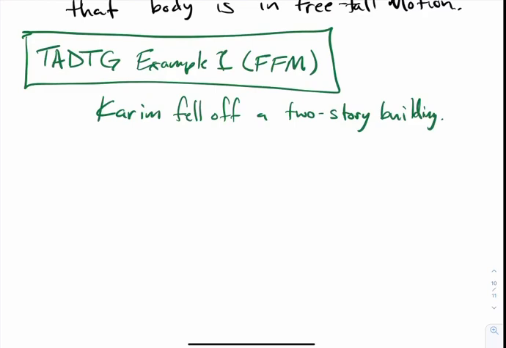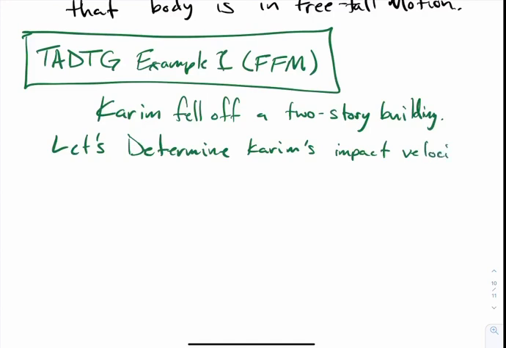This is a true story, and Kareem's okay. So anyway, let's determine Kareem's impact velocity. When we say impact velocity, we mean the velocity the instant before Kareem met the ground. So that's what we're going to do. This is an example of free fall motion.